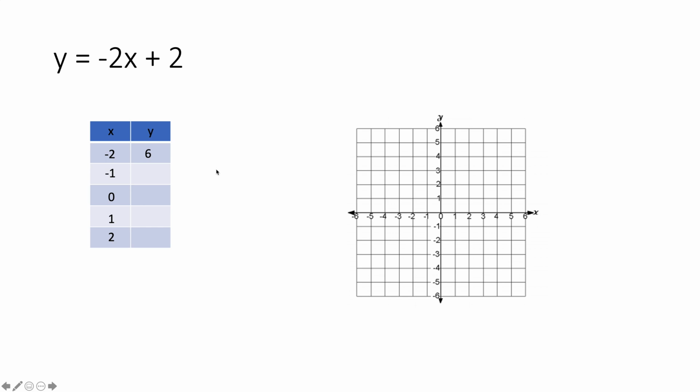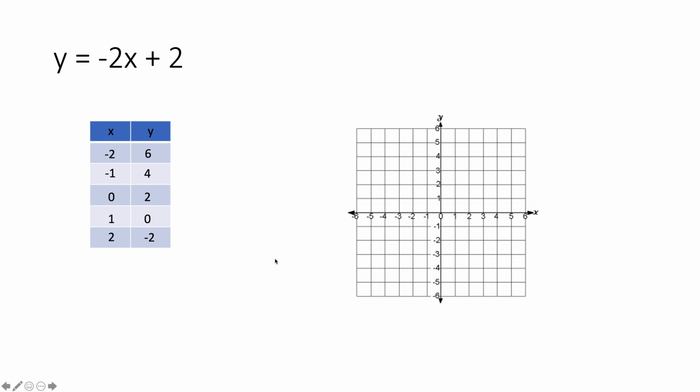So -2 times -2 is 4, plus 2 is 6. -2 times -1 is 2, plus 2 is 4. -2 times 0 is 0, plus 2 is 2. -2 times 1 is -2, plus 2 is 0. And -2 times 2 is -4, plus 2 is -2.